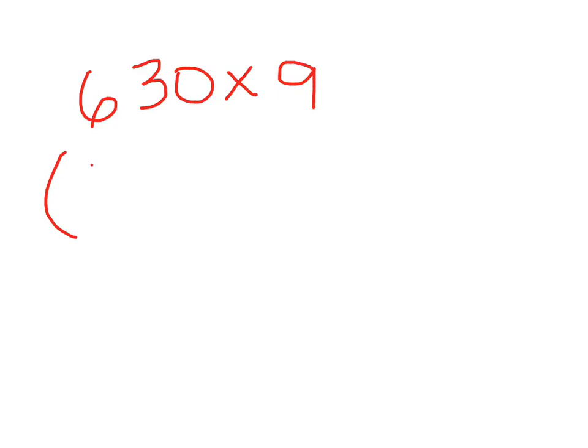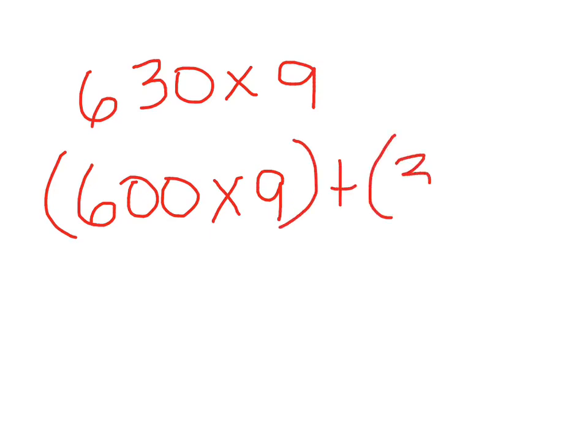Number 4, they're asking you to solve. Number 5 says, which of the following expressions is equivalent to 630 times 9? Okay? On number 5, you're thinking about your properties. This one would be the distributive property. We're going to take 630 and we're going to break it into 600 times 9 plus 30 times 9. That would be your distributive property.